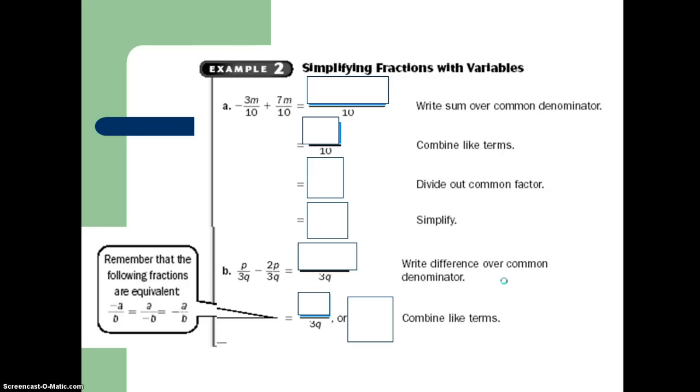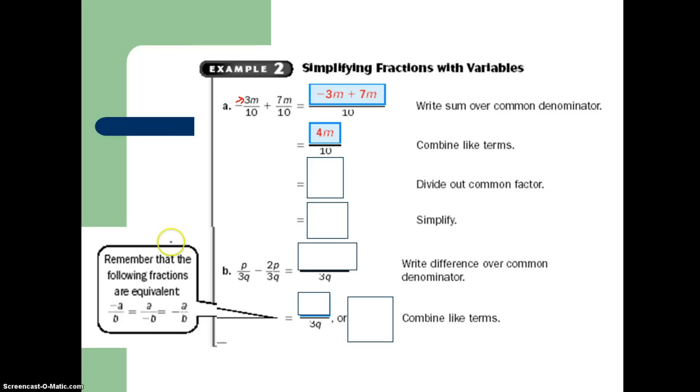Example 2, this time we have simplifying fractions with variables. First of all, let's write the sum over the common denominator. So remember to bring the negative up. So it's negative 3m plus 7m. They're both m's, so you can combine like terms. Negative 3 plus 7 is positive 4m. Remember, you only have one m though, because it's like you have 3 monkeys plus 7 monkeys, and you had negative 3 monkeys, so it's 4 monkeys total.